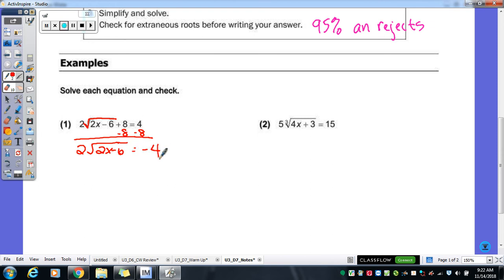So I then have 2 times my radical equals -4. Again, radical is not completely by itself yet. I got to divide by 2. So I have the square root of 2x minus 6 equals -2. Now our radical is isolated. All you have on that left side is your radical sign. Everything else has been moved over to the right side of my equal sign.